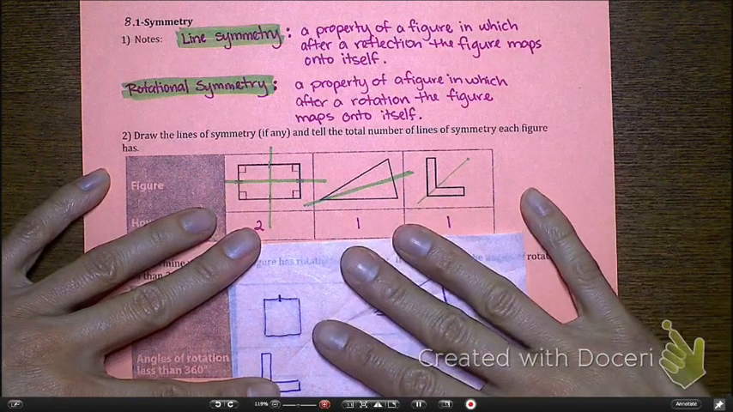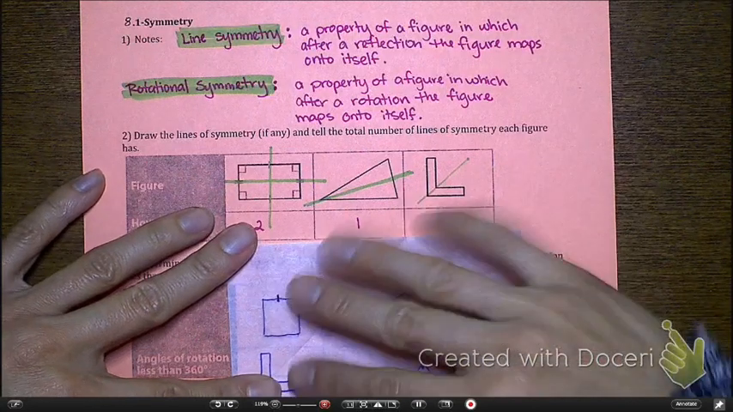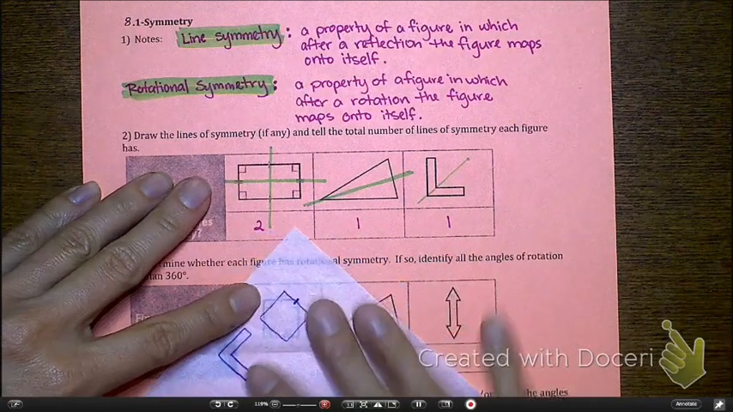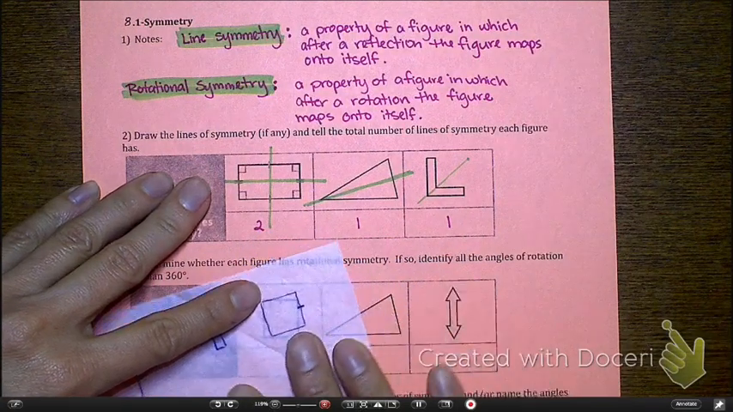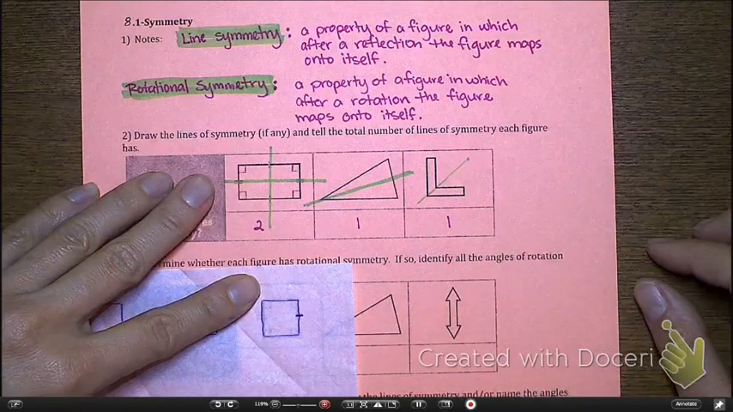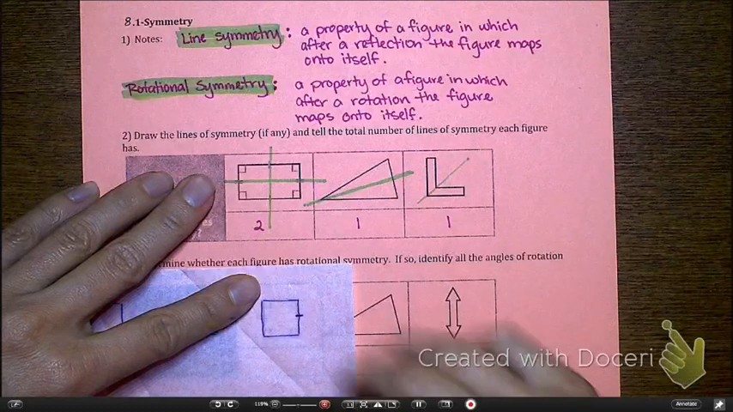If I'm going to rotate something, I'm going to rotate it around a fixed point. So let's say the point is in the middle of the square and I'm rotating about that point. If I rotate that much, then the square is right back on top of itself, right? So I've done one turn, okay?